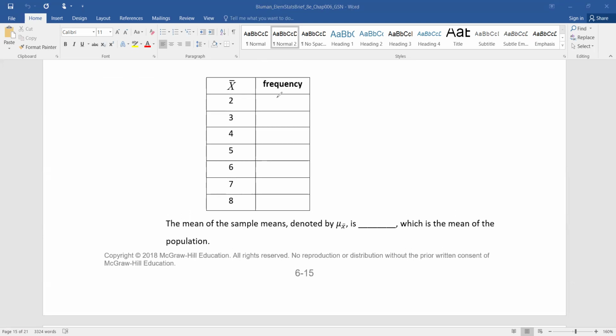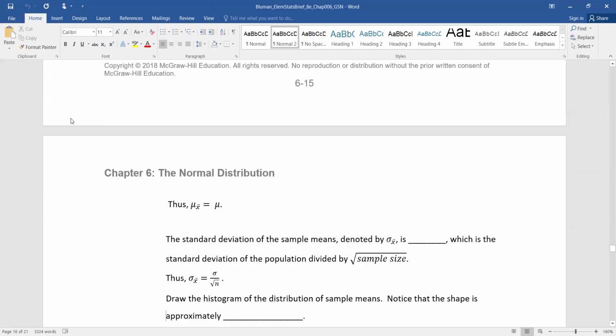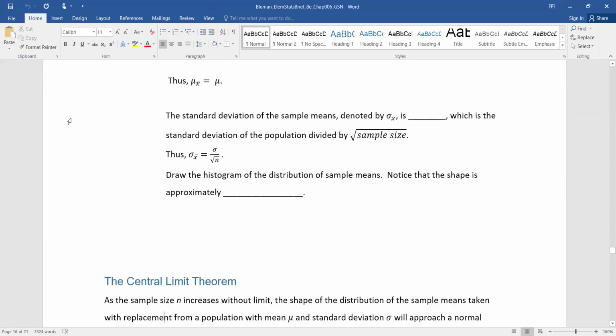So we got 2 once, 3 two times, 4 three times, 5 four times, 6 three times, 7 two times, and 8 one time. So the mean of the sample means is 5, which is the mean of the population, which is what we said at the very beginning in part 1. The mean of all the sample means will equal the population mean. Thus, again, the mean of the sample means equals the population mean.